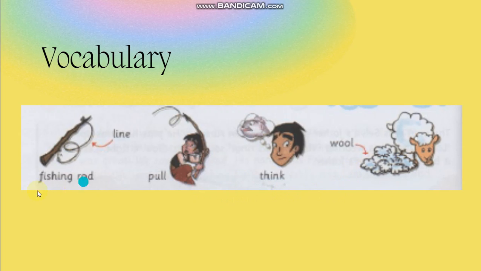Wool. Okay, so this is a fishing rod. This is line. Pull, the action pull. The boy pulls the fishing rod. And think, the boy thinks about the fish. And then wool, we get wool from sheep.